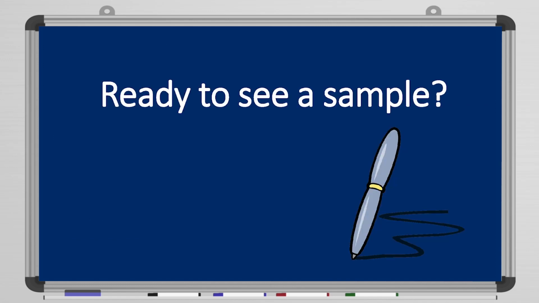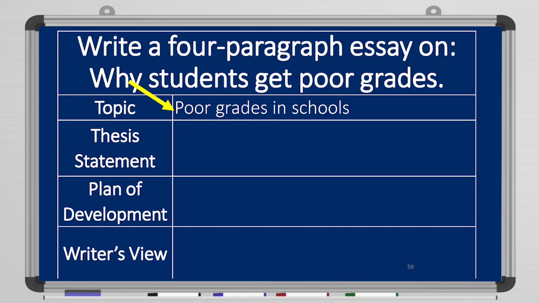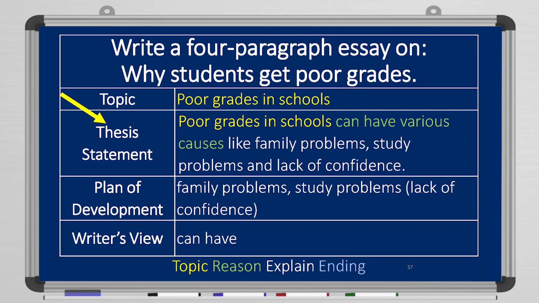And now it's time to see a sample. Let's look at this table. I'm going to break it down for you to help you know. Just make sure that you write a full thesis. Write a 4-paragraph essay on why students get poor grades. Why do you think students get poor grades? What's the topic? The topic is poor grades in school. This is our topic. Let's write down a thesis statement.